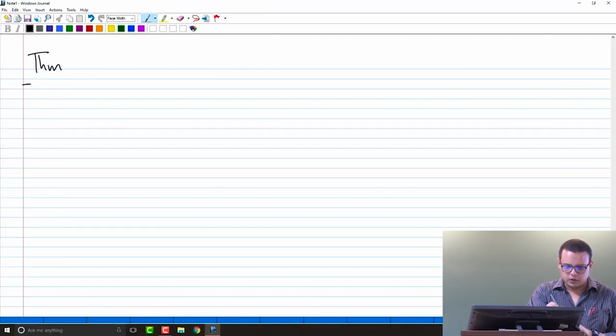So, so what we want to prove now is what is called the crossing lemma. It's a theorem, but people call it the crossing lemma. Okay.